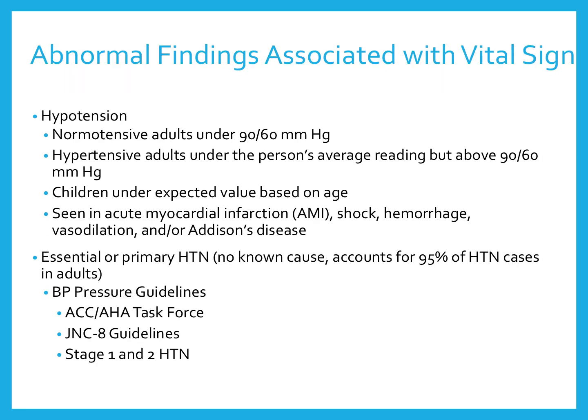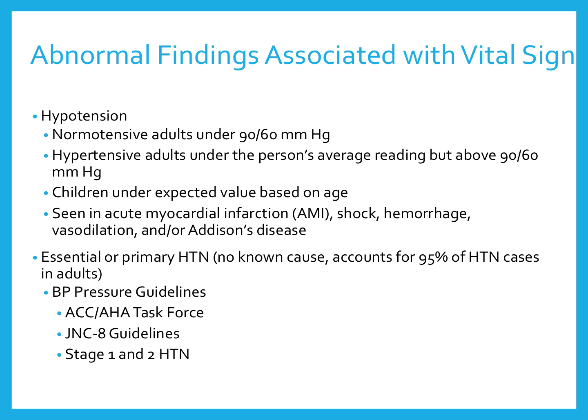With hypotension, that's low blood pressure, less than 90/60 is considered hypotension. In children, it's under the expected value based on age. So if they're lower than what the age chart says their blood pressure should be. We also see hypotension in acute MIs, shock, hemorrhage, vasodilation, and Addison's disease.